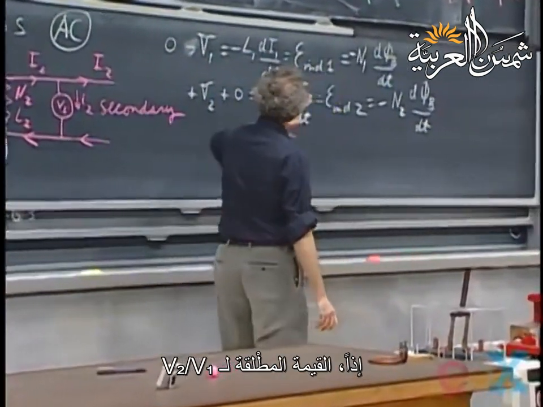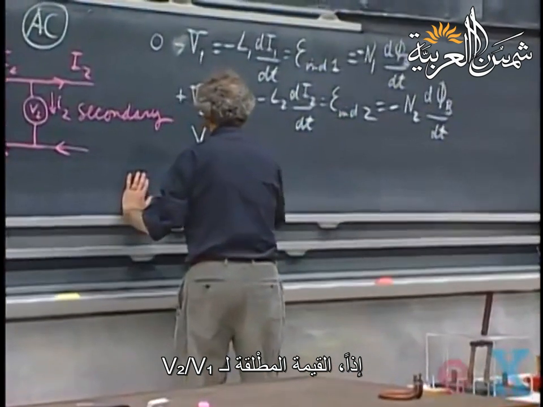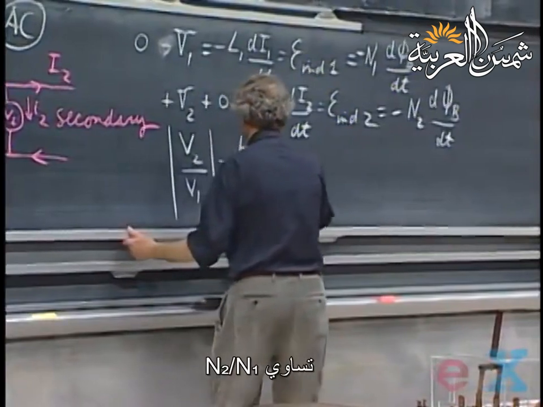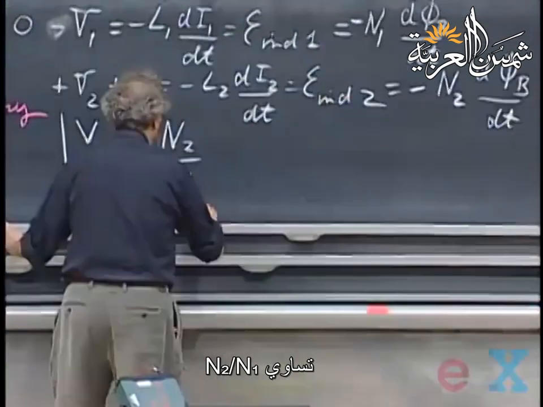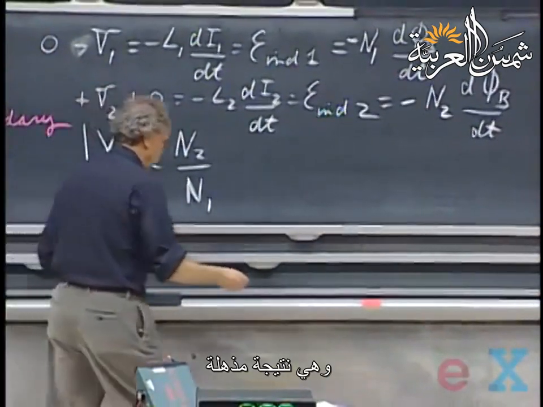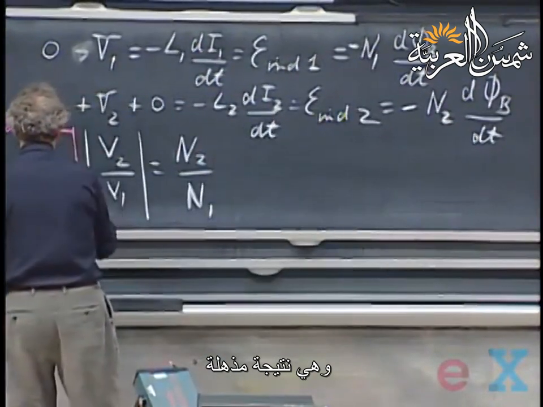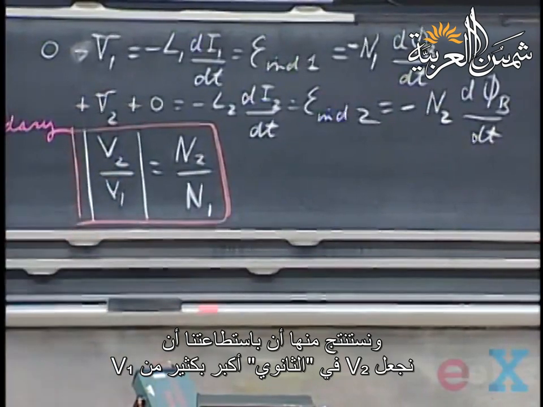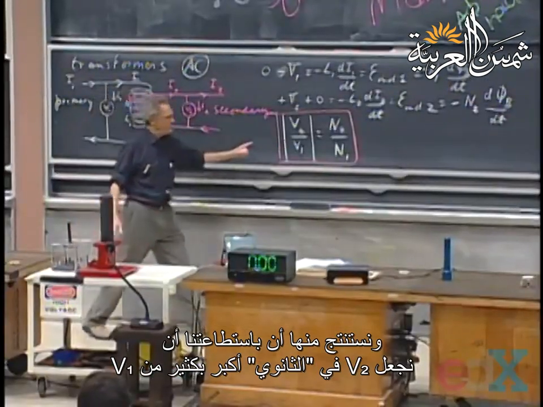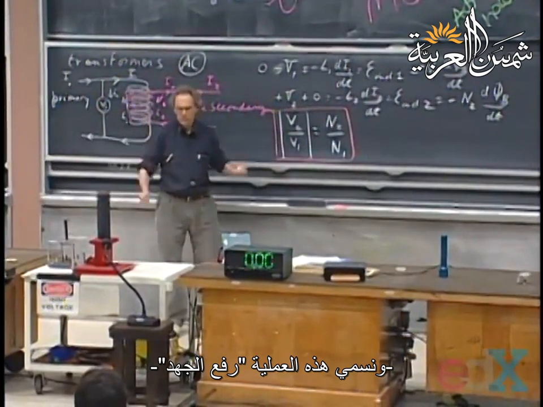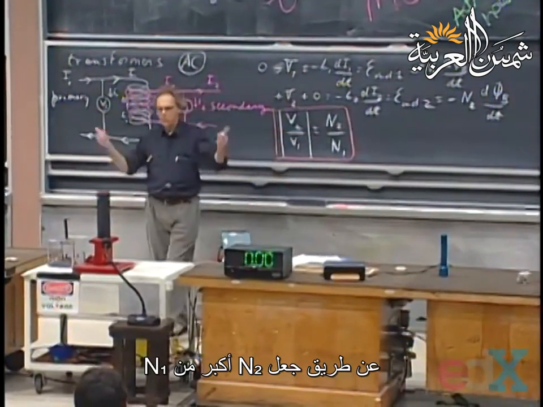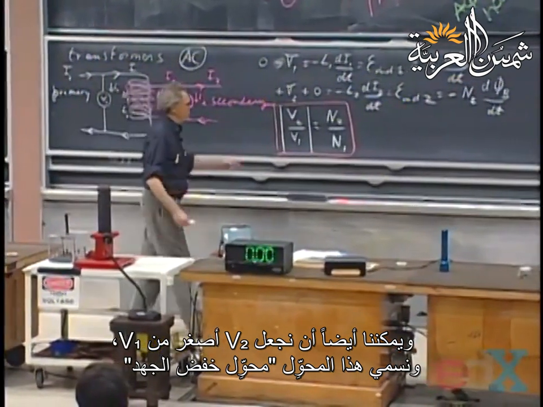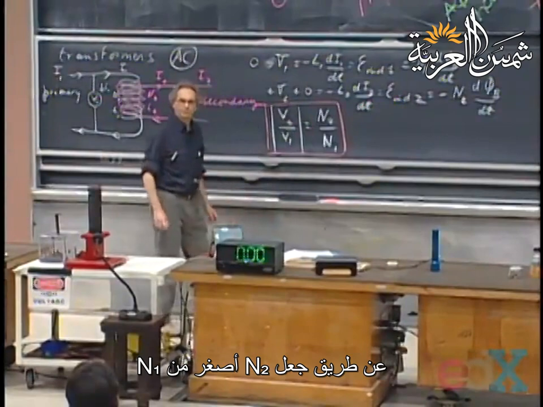And so now you see that I have that V2 over V1, if I take the magnitude, is now simply N2 over N1. That is an amazing result. It tells you that you can make V2 on the secondary side way larger than V1. We call that transforming up by making N2 larger than N1, but you can also make it lower. We call that a step-down transformer by making N2 smaller than N1.